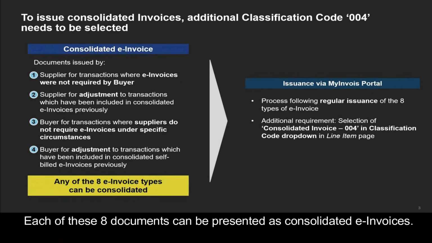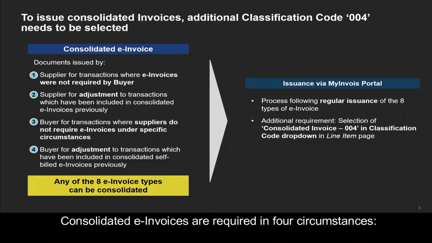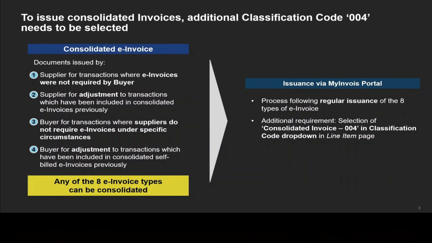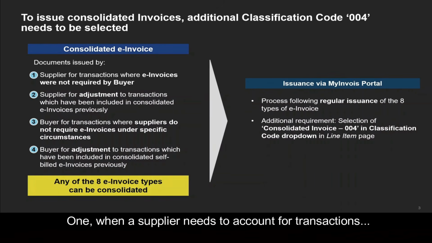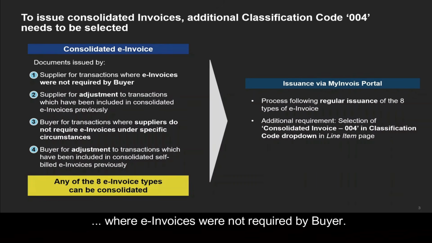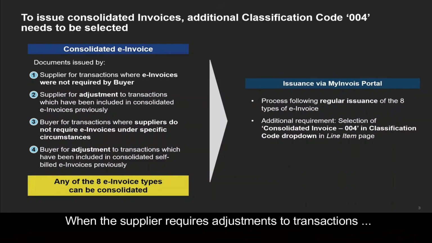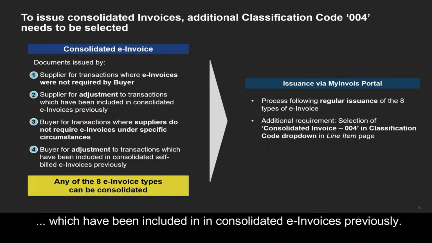Each of these 8 documents mentioned can be presented as consolidated e-invoices. Consolidated e-invoices are required in 4 circumstances. 1. When a supplier needs to account for transactions where e-invoices were not required by buyer. 2. When the supplier requires adjustments to transactions which have been included in consolidated e-invoices previously.